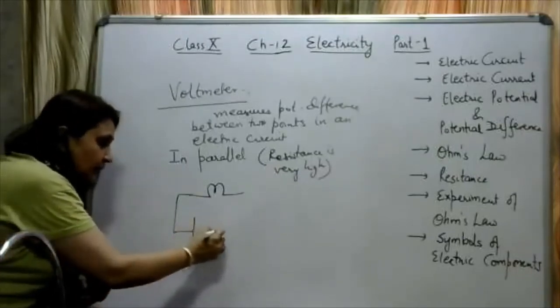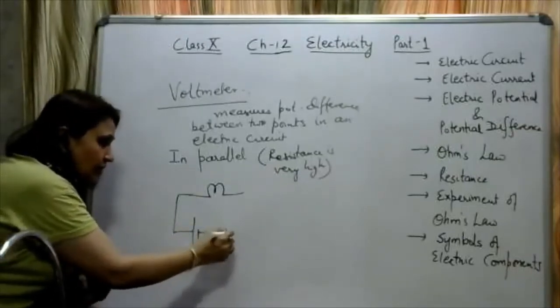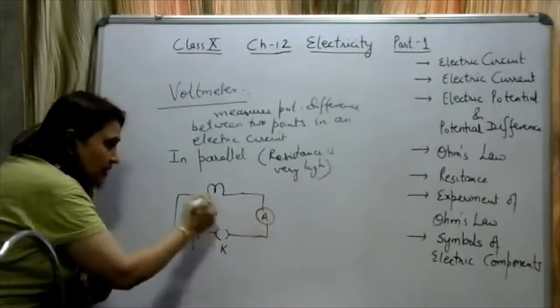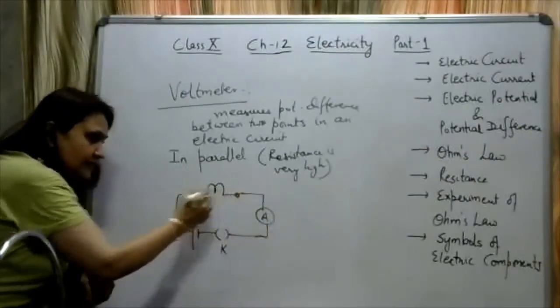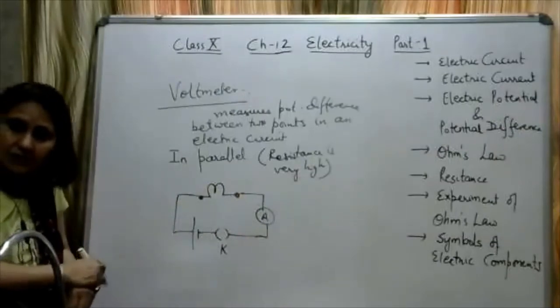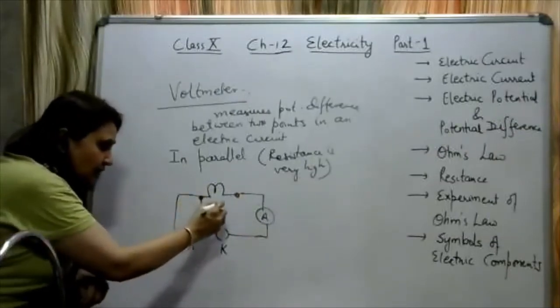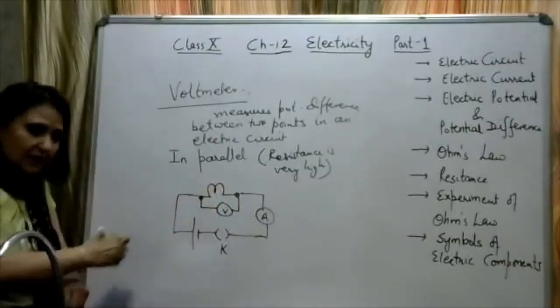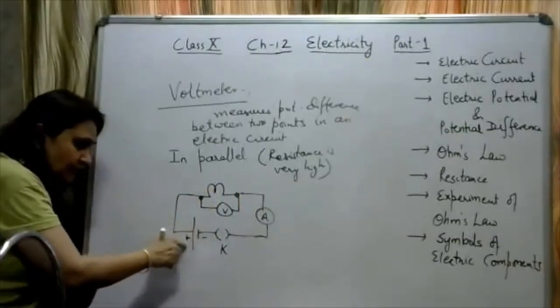Here you can connect a switch or a key, and an ammeter, which is connected in series. Now between these 2 points, that is across the bulb, we have to measure the potential difference. So here we connect a voltmeter, and this voltmeter will be connected in parallel in an electrical circuit. So this is the positive terminal of the cell.